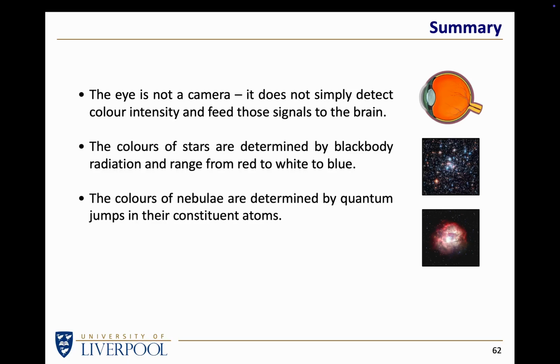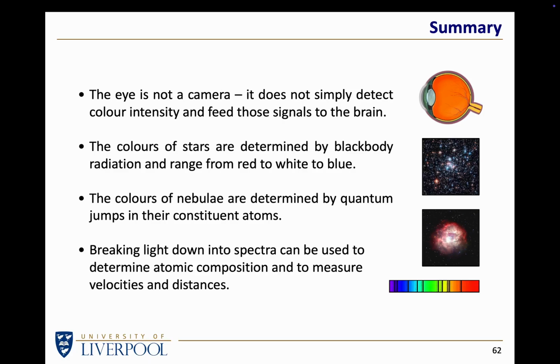The atoms in nebulae determine the spectra in nebulae, and taking spectra of objects in the universe can be very useful to tell their composition, what atoms they're made of. It can be used to tell how they're moving, and it can be used to tell us about the expansion of the universe. So colour in the cosmos, a really useful concept.